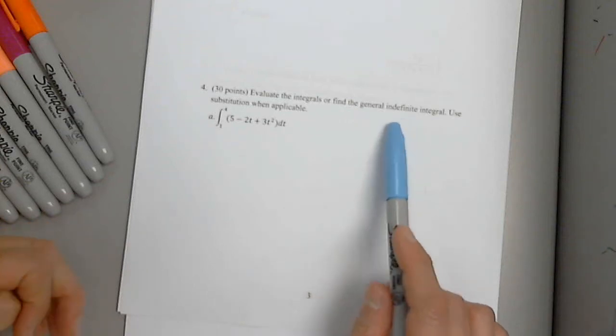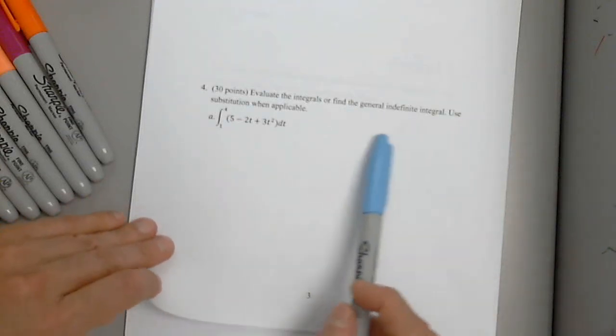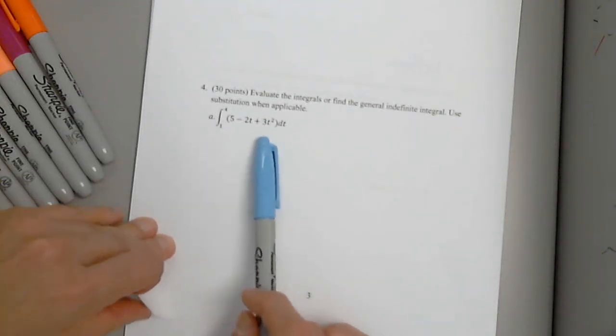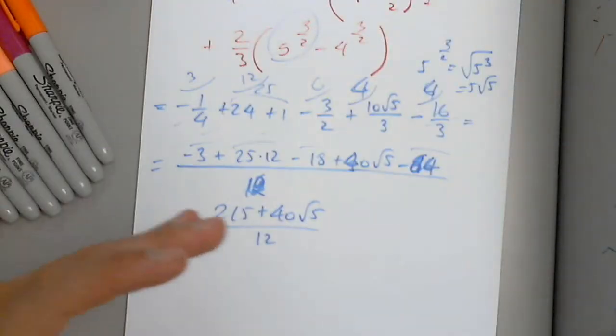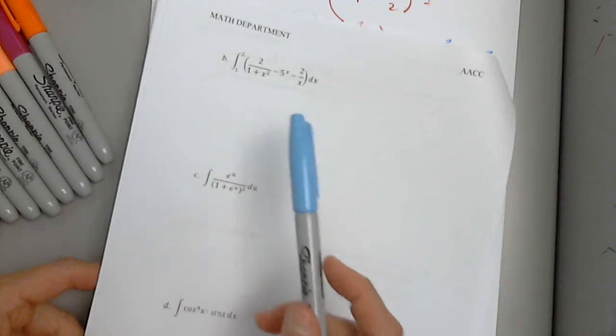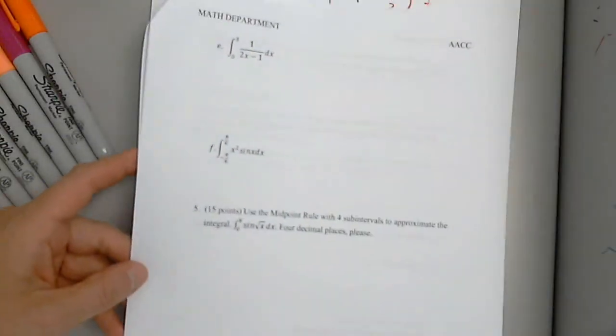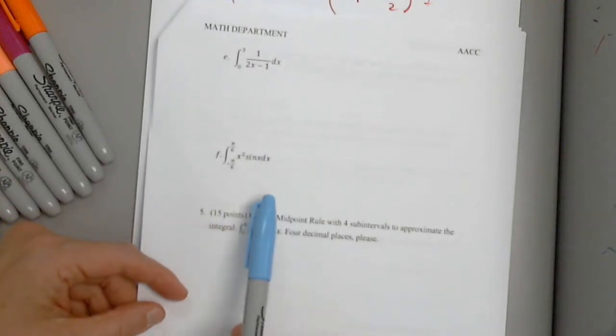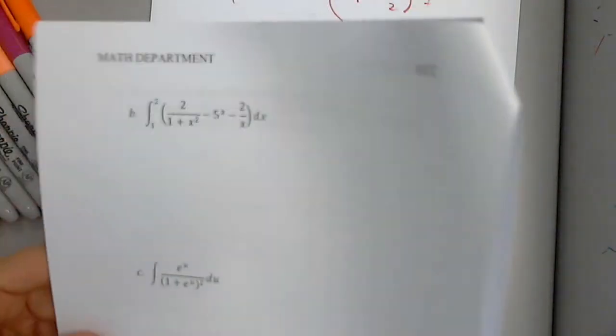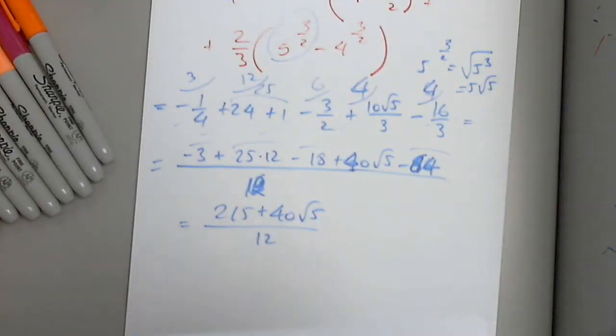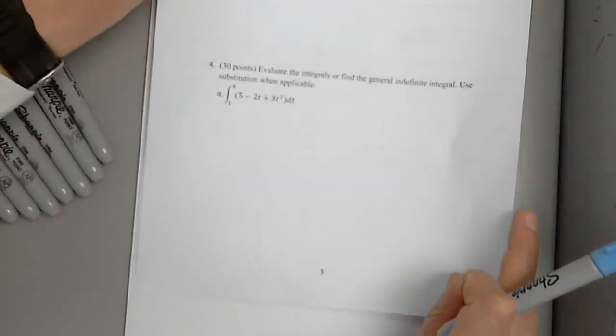Evaluate integrals or find the general indefinite integral. So in this case, it's a definite integral. We'll find the integral. In part B, still a definite integral. In part C, an indefinite. In part D, an indefinite. Part E, definite. Part F, definite. So let's work on 4.